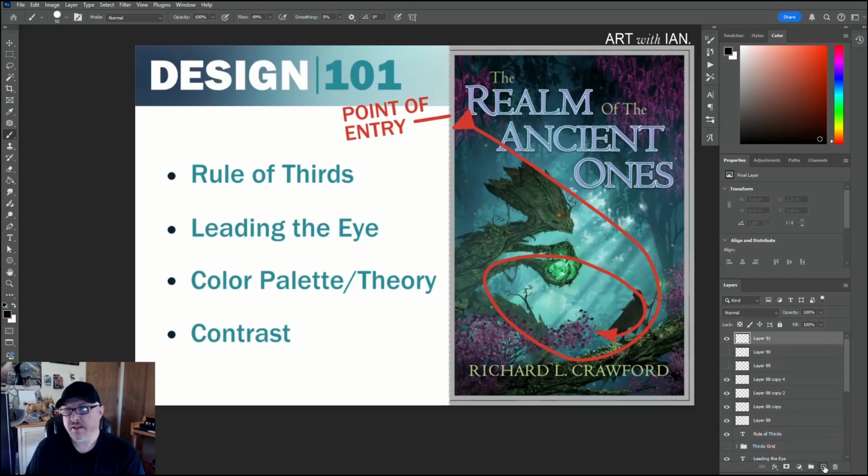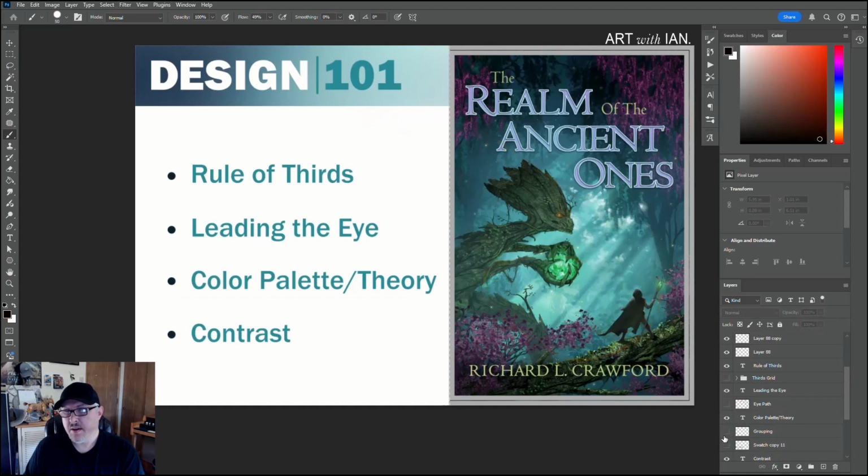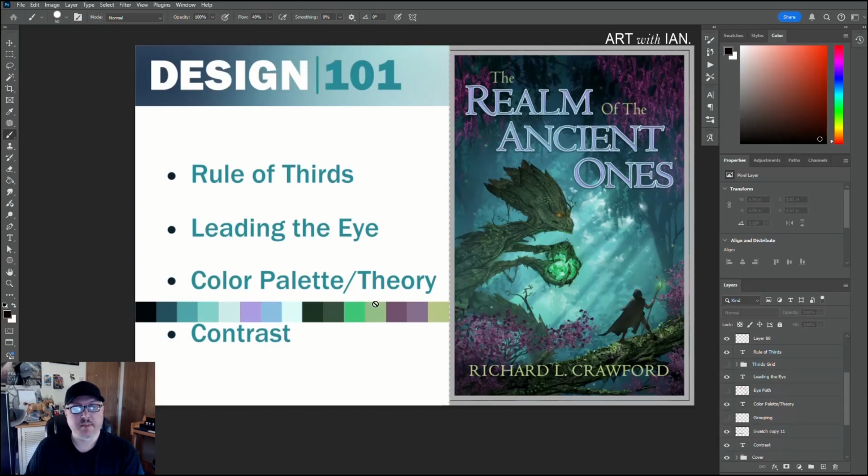Next one I want to talk about is color palette and or color theory. Okay, so let's turn off the eye path here. This is the color palette in swatches in a nutshell for this cover. And there are a couple of important takeaways here.